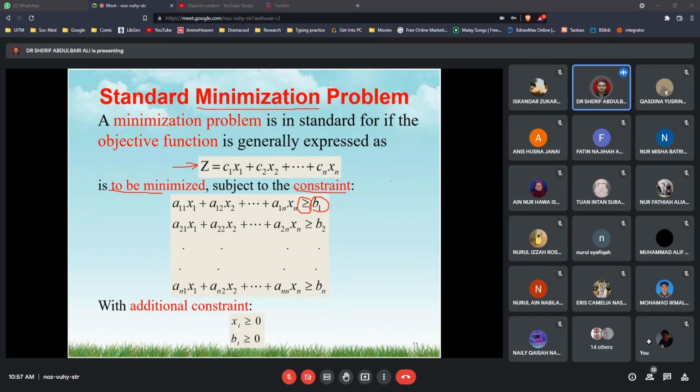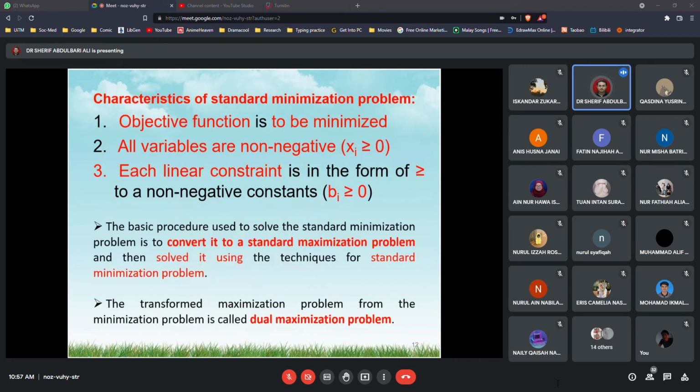For maximization, the sign was less than or equal to a positive value of b. For minimization, it's greater than or equal to a non-negative value of b. So the characteristics are in some way the same. The objective function is to be minimized. All the variables are non-negative. The only difference here, as I told you, is they are using the sign of greater than or equal.